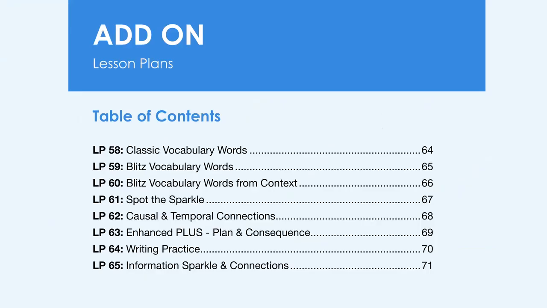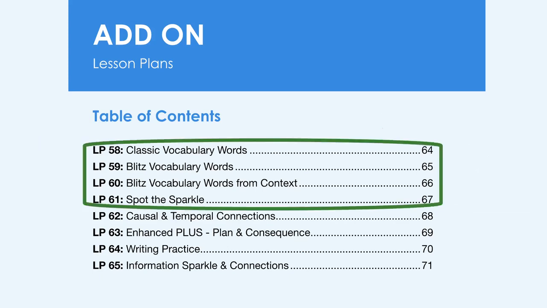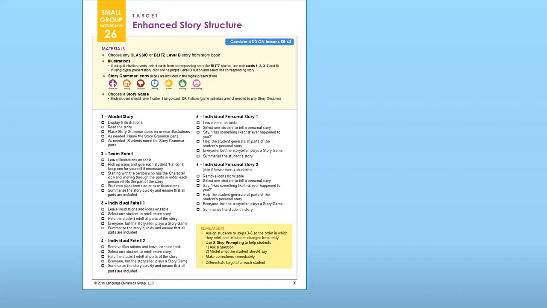So these right here are some of the lesson plans that we would focus on. Classic vocabulary words, blitz vocabulary words, how to learn vocab from context, and how to play the Spot the Sparkle game. All of these things we go more into depth later on. We also include information. I just want to make sure that you all are aware, we do informational passages as well and give some materials on our flash drive that comes with the kit. But this is an example of the enhanced story structure. This is the add-on, right?